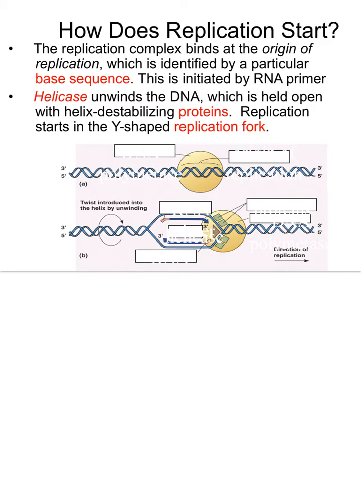Okay, so how does replication start? It starts by a replication complex binding at the origin of replication. If you go to your diagram, the origin of replication is this sequence, origin of replication. It's basically a sequence on the DNA that is recognized by an RNA primer. If you look at this picture, you can see this little orange thing right there. That is RNA primer.